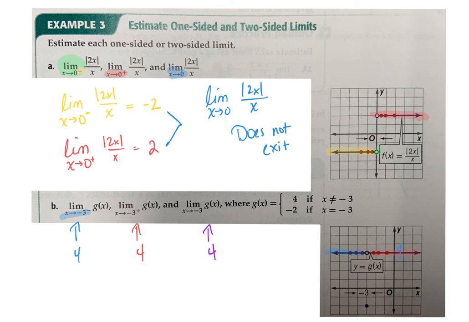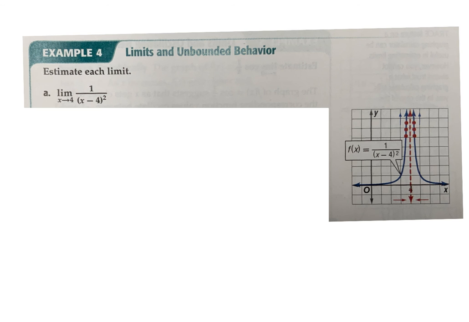So this one has an overall limit because from the left-hand side, my y value is moving towards 4. From the right-hand side, my y value is also moving towards 4. Even though it's not defined there, I have a hole there. My overall limit is still 4 because from the left and right, I'm doing the same thing. We will talk about infinite limits in the next section.